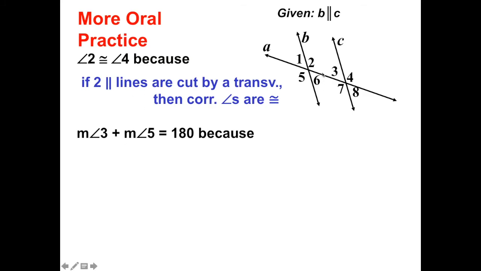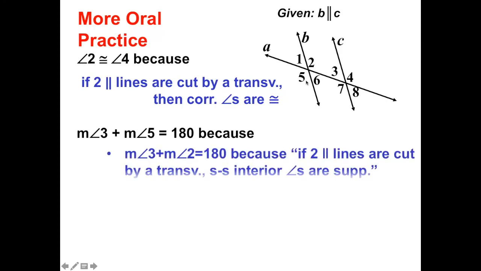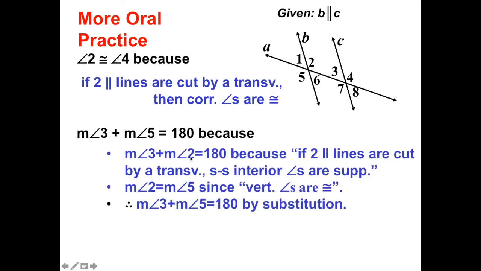Why can I actually say that measure angle 3 and measure angle 5 add to 180? So these are on alternate sides of the transversal, but they don't really have a relationship. This is an interior angle, that's an exterior angle. So there's not really a name for this, but we do know that they add to 180. And look at this, this is obtuse, this is acute, right? It makes sense they add to 180. But I know this because, well, measure angle 3, yeah, well said, young lady. Measure angle 3 plus measure angle 2 equals 180 because, and I'd say in a proof, if 2 parallel lines are cut by a transversal, same side interior angles are supplementary, right? Interior, supplementary. So I'd say this first, but then I can also say measure angle 2 equals measure angle 5 because vertical angles are congruent.